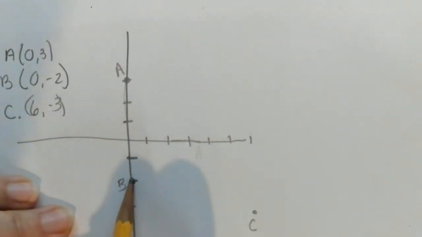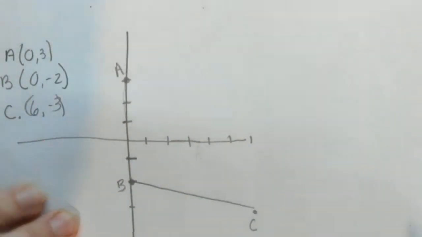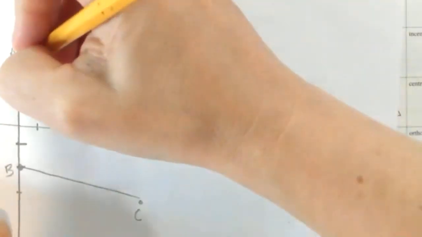We have a vertical line. I'm on the crack. I got to move that a little bit. Okay, that was terrible.